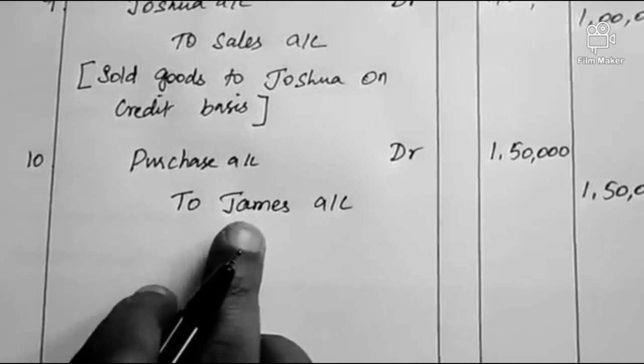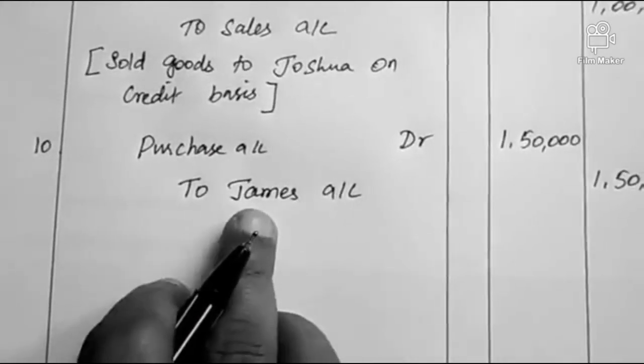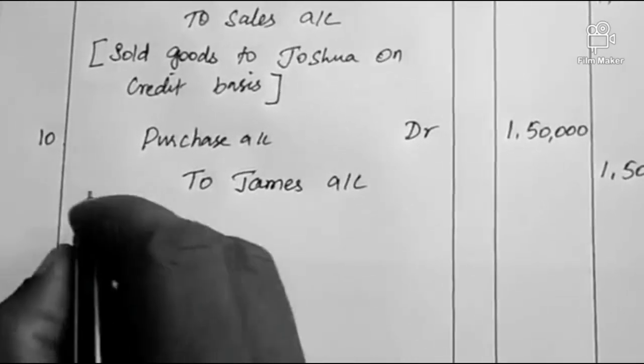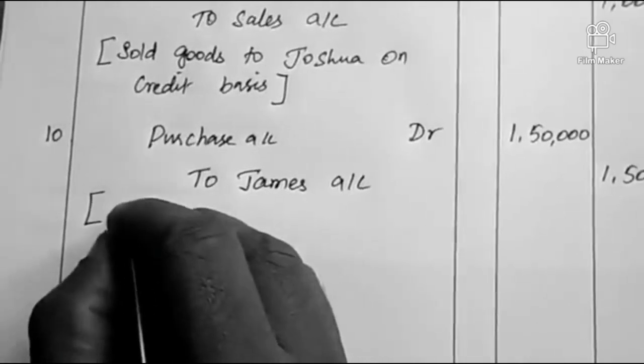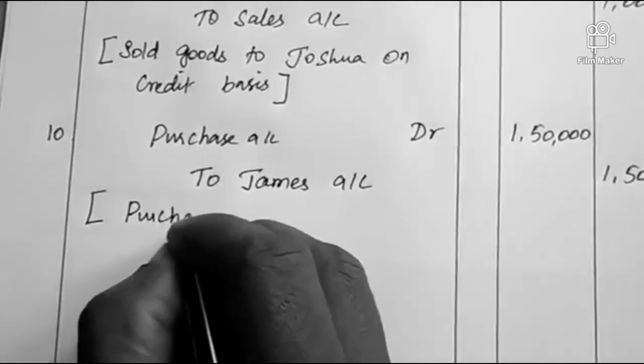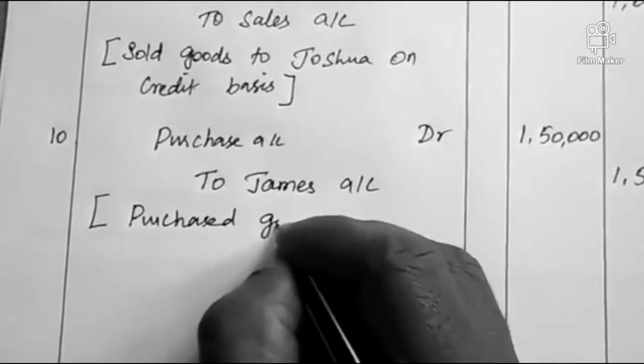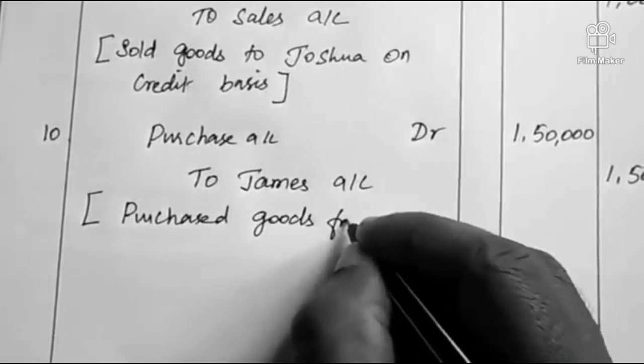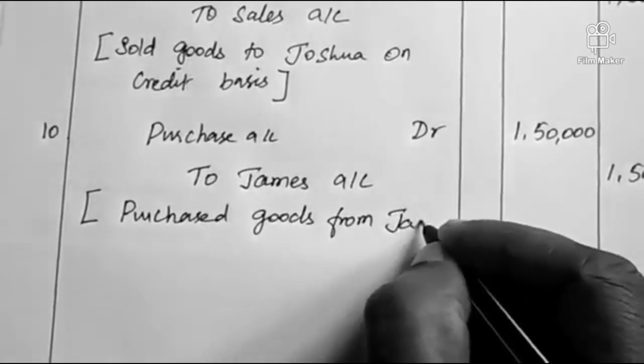Okay, instead of cash, you have to write the name of the person from whom you purchased the goods. Okay, so what is the narration? Purchased goods from James.